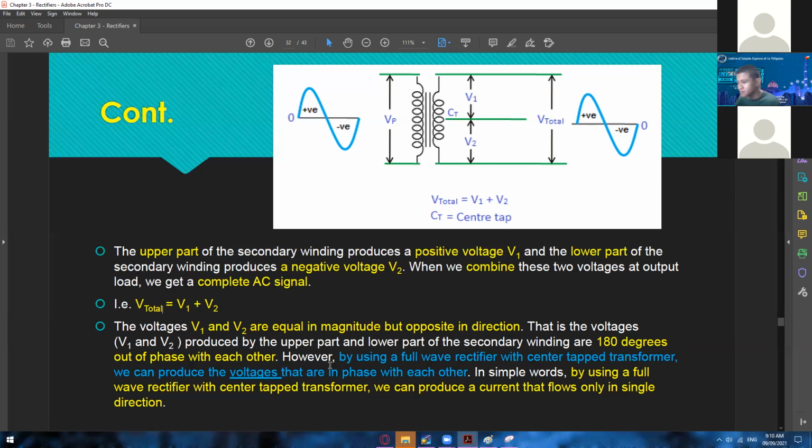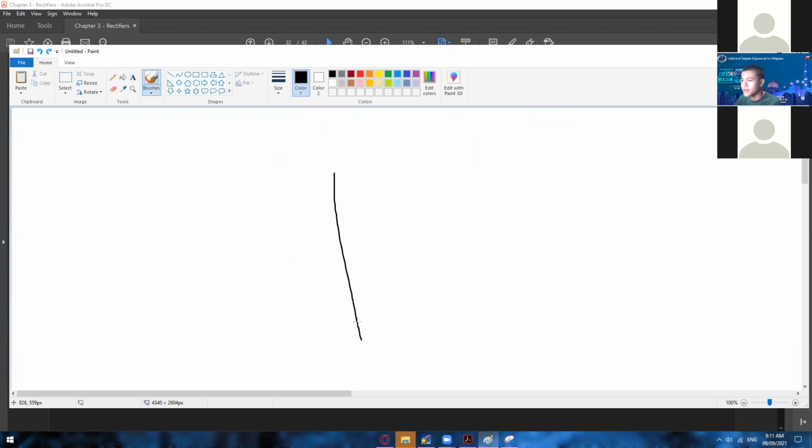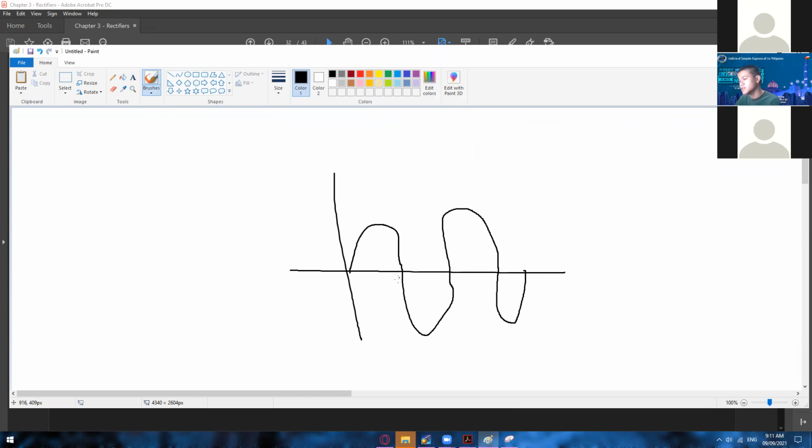So one more thing. In here, V1 and V2 are equal in magnitude but opposite in direction. When it's opposite in direction, of course, we have positive cycle, negative cycle. In other words, it is 180 degrees out of phase with each other. However, by using a full wave rectifier with a center tap transformer, we can produce voltages that are in phase with each other. So instead of having positive right here, negative right here, positive right here, and negative right here, you can actually put them in phase, or in one direction only.